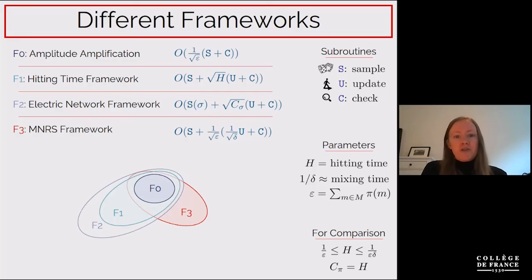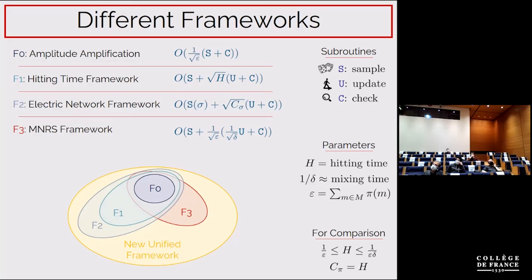So in some cases, it could be better to use one, and in some cases, the other might be better. But the MNRS framework is also a generalization of the amplitude amplification framework, because when the random walk is on a complete graph, the mixing time 1 over delta is 1, and the update requires us to just sample according to the stationary distribution. So now for the rest of my time, I want to describe a new framework that captures everything that we've seen so far.